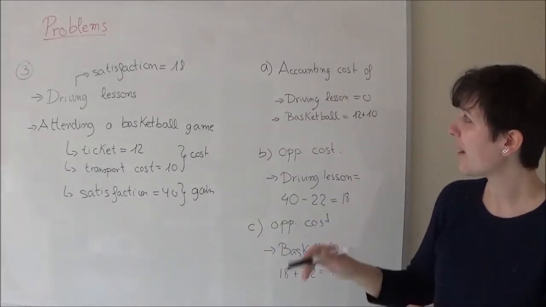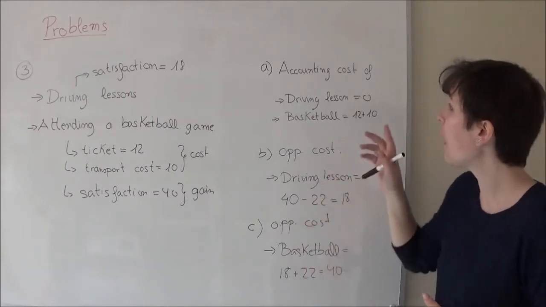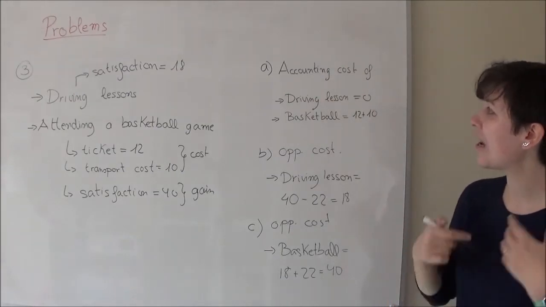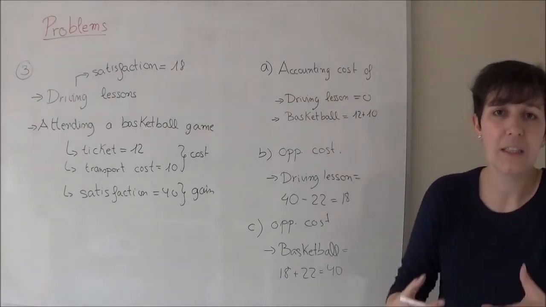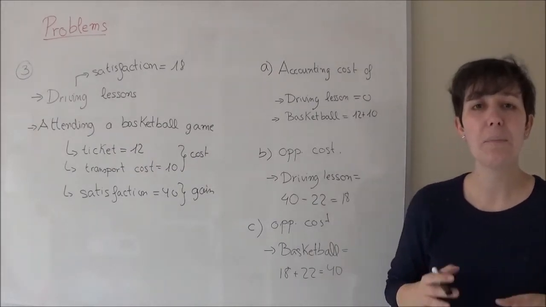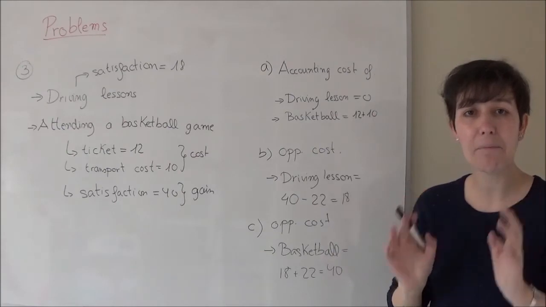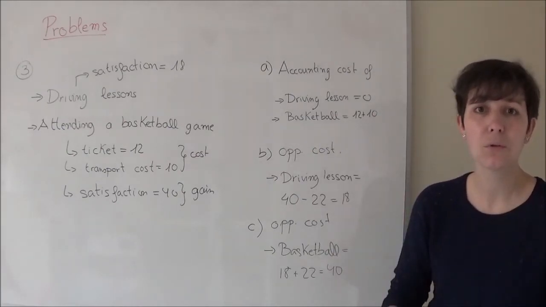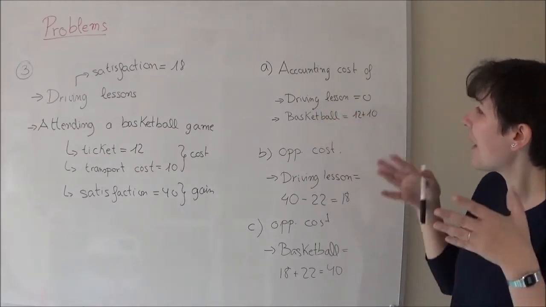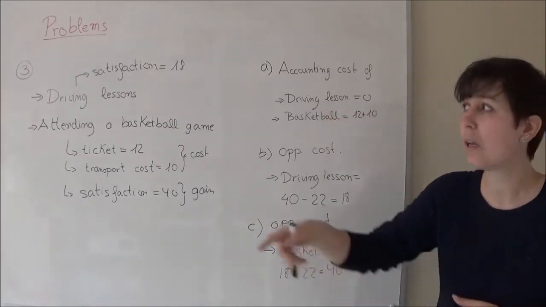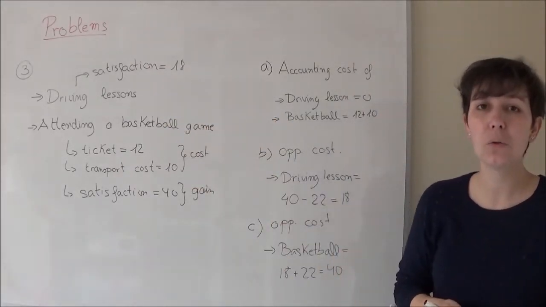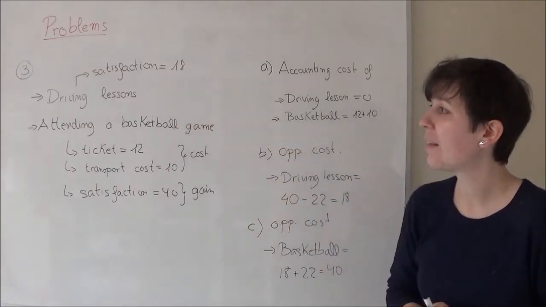Okay, in that context we have the next question. On one side we have the first question, A, which is about the accounting cost or the explicit cost. When we are talking about accounting cost, it's without thinking about opportunity. Okay, it's just the money that you have to spend to do or to get something. In the driving lesson, that explicit cost is 0 because, as we said, here we don't have to pay anything to get that driving lesson.